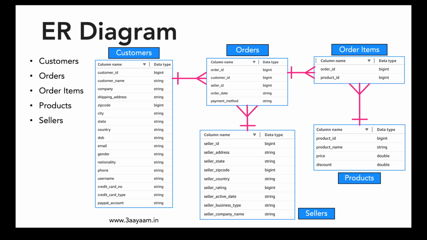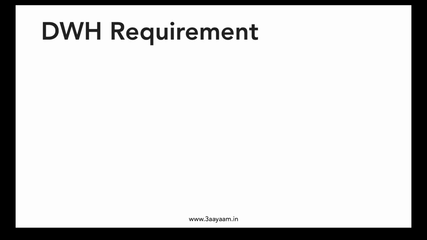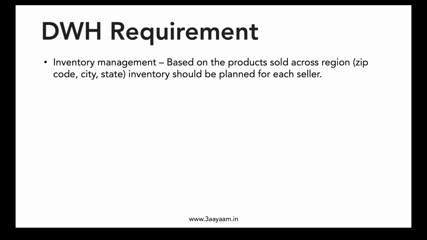Now after defining the OLTP data model, you have to define the data model for data warehousing. But we cannot define it abruptly. We need to have requirements. So let's say these are the requirements. We have inventory management, and it says that based on the product sold across region, meaning across zip code, across city and across state, inventory should be planned for each seller based on the products sold.